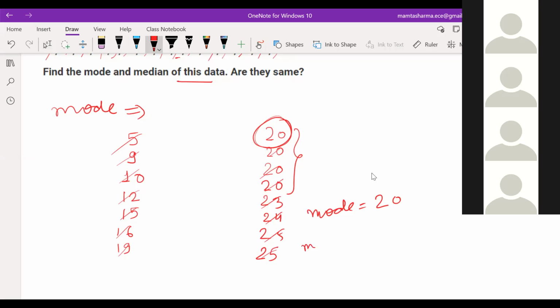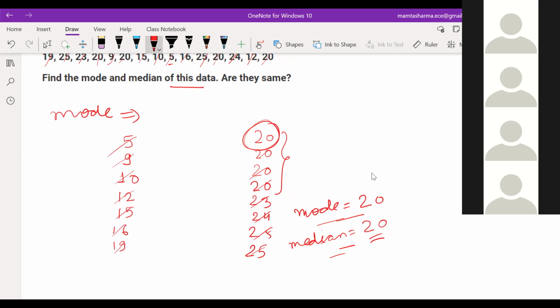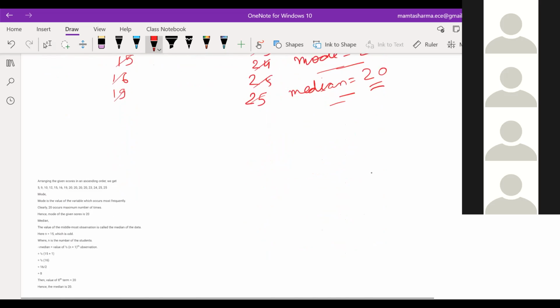Both are 20 only. So the median is the same, 20. Both are the same. It is not compulsory that every time they would be the same. This is the special case where we are getting the same mode and median. Don't remember that if the mode is 20 or any number x, the median will be the same. It will not be the same every time. This is a special case. Okay, it is done.